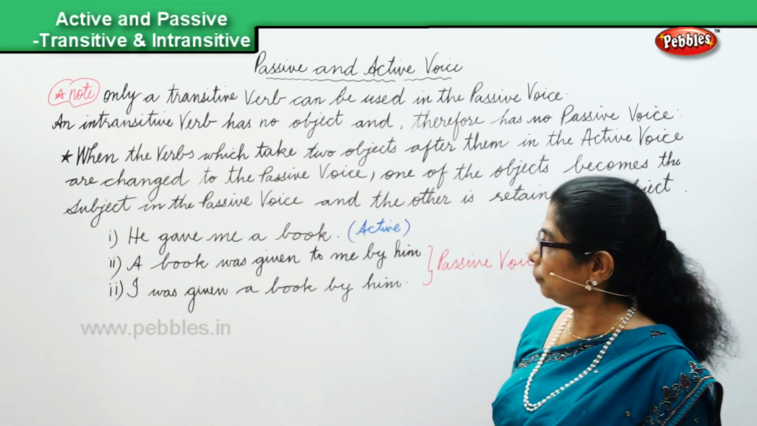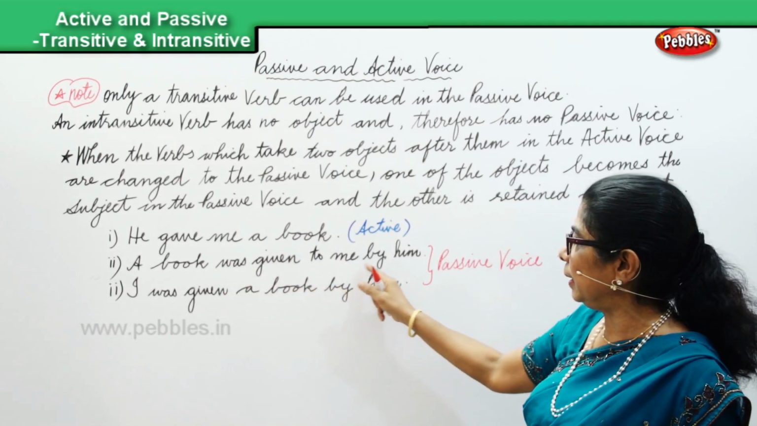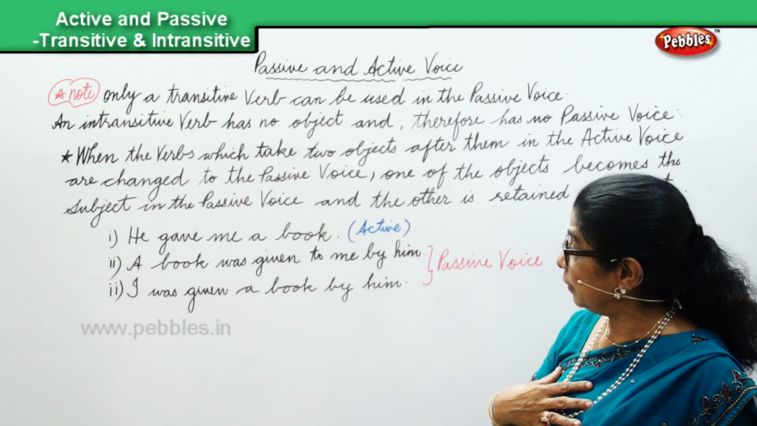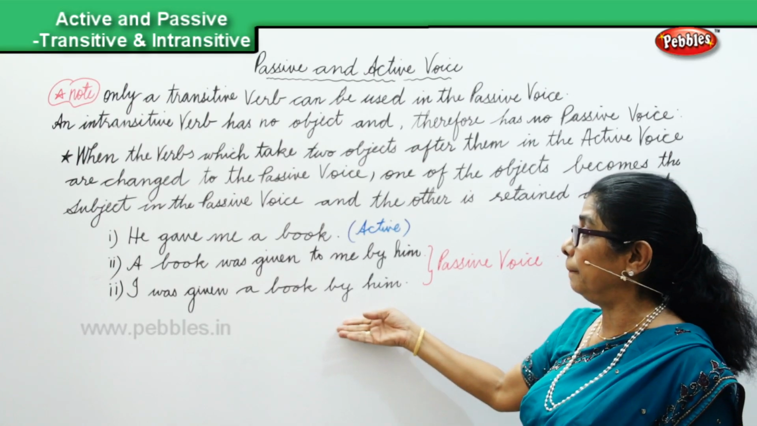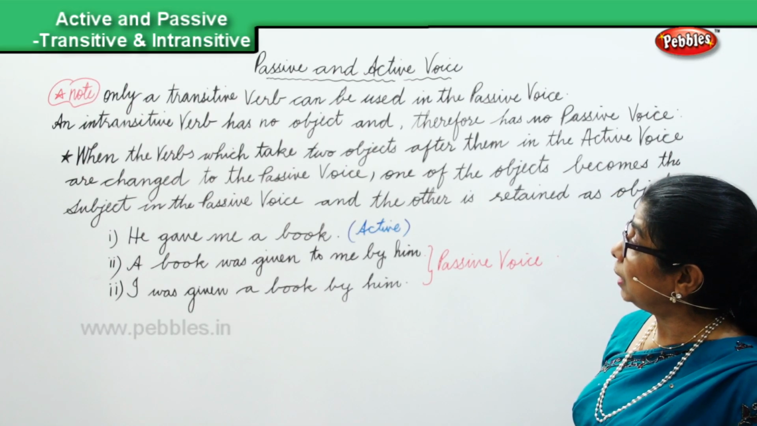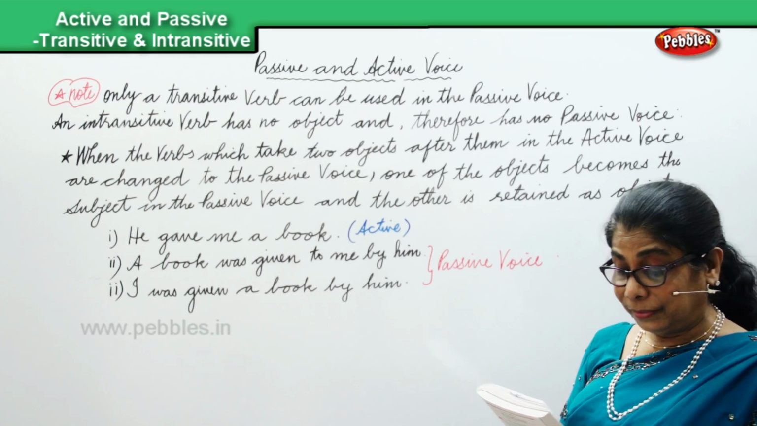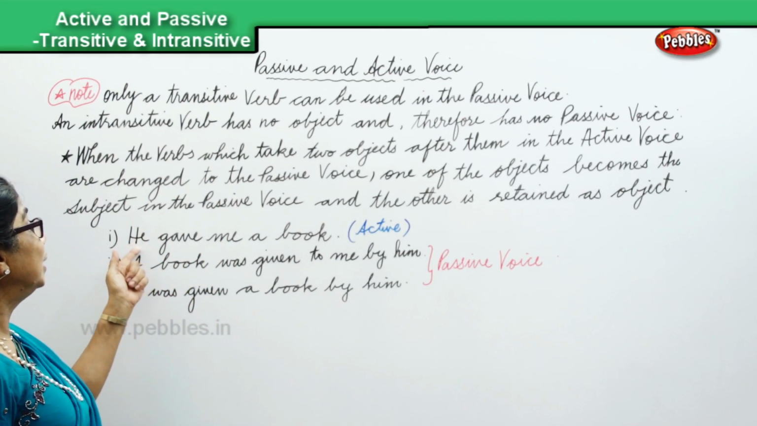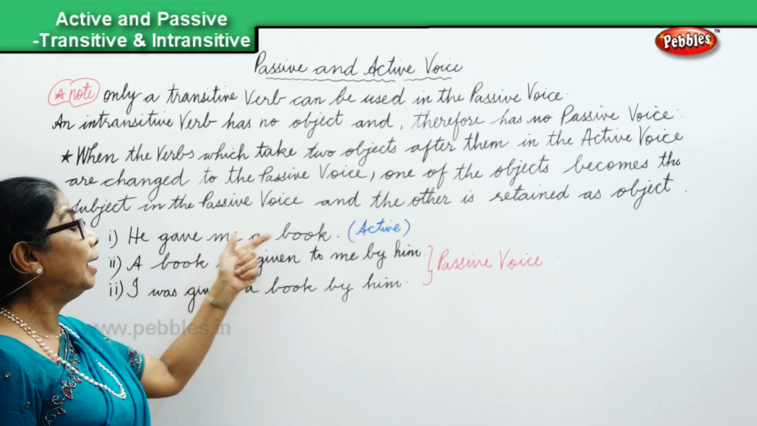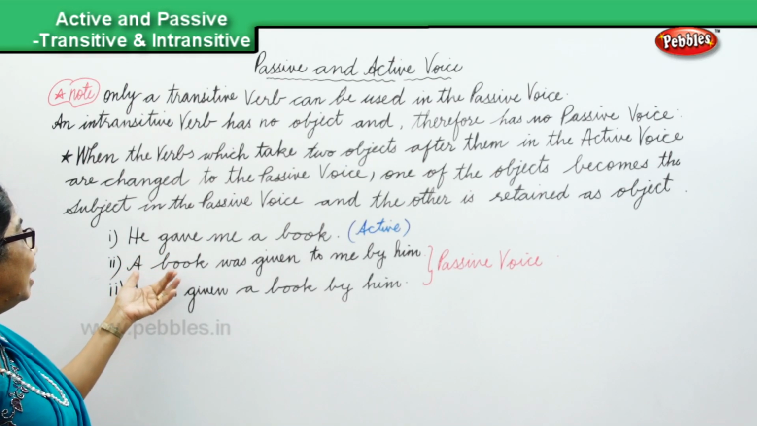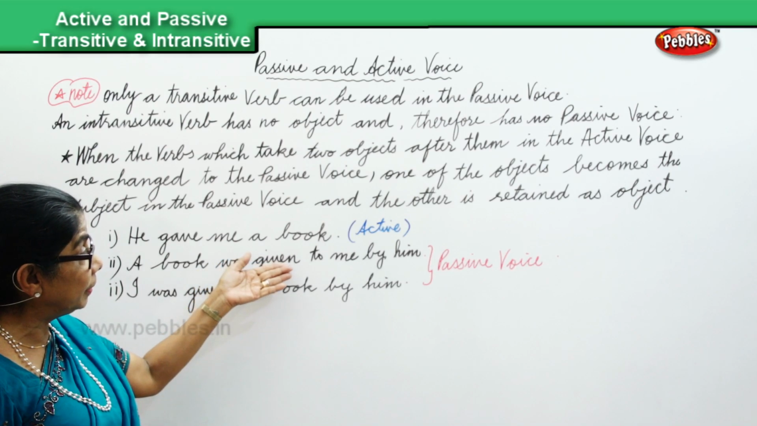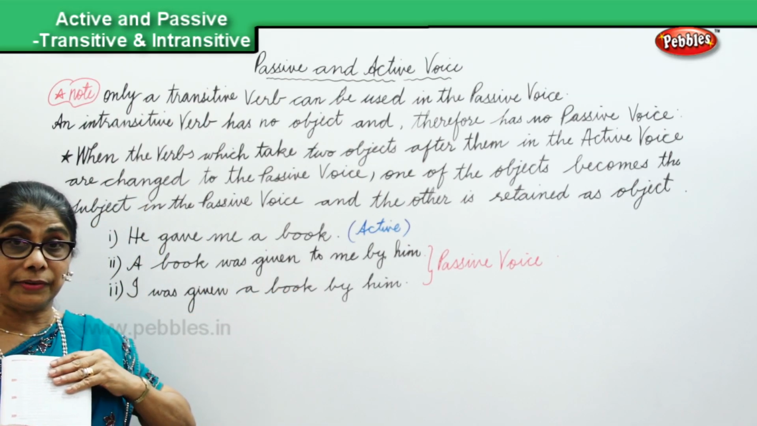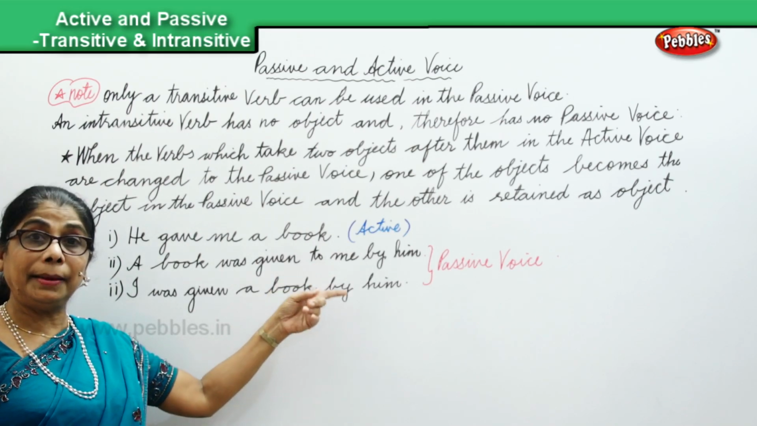A book was given to me by him, and it can also be written, I was given a book by him. Okay, now here the verb gave takes two objects. He gives who? He gives a book to me. Active. Here, a book was given to me by him. Again, the same thing here: I was given a book by him.